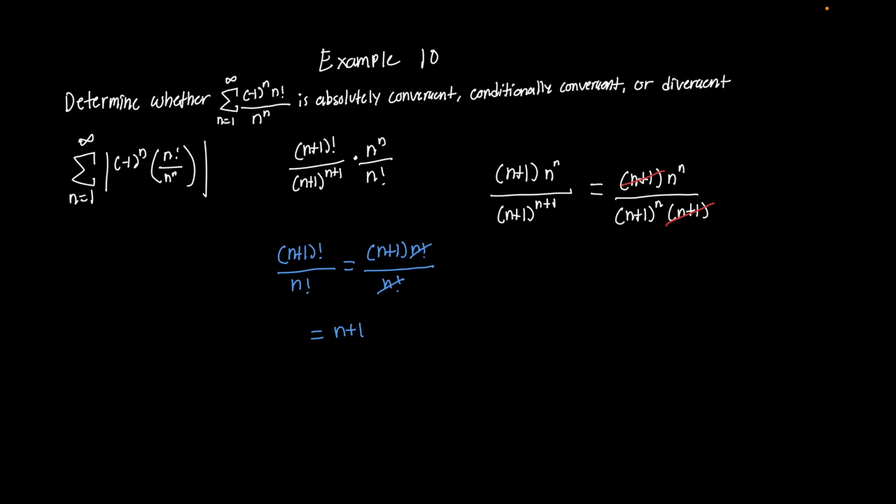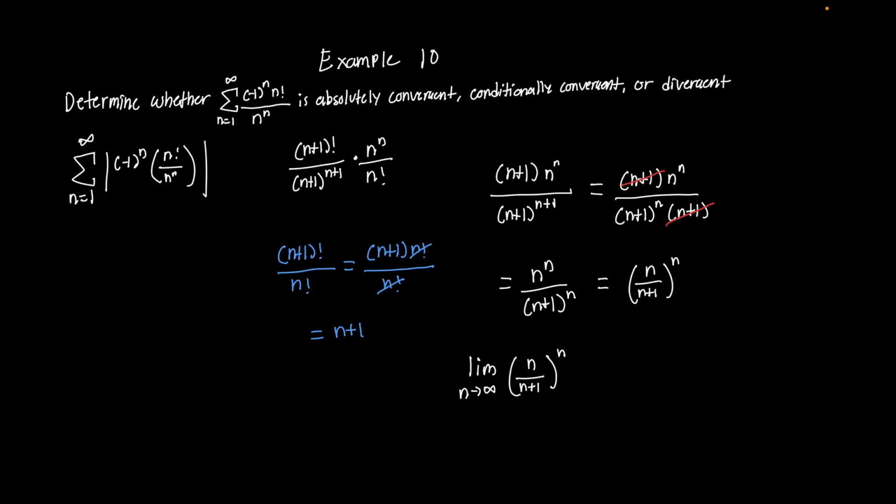Therefore, this gives us n to the nth power over n plus 1 to the nth power. Since both of these are raised to the nth power, we can rewrite this as n over n plus 1, all of that to the nth power. Now we can finally take the limit: the limit as n approaches infinity of n over n plus 1 to the nth power.